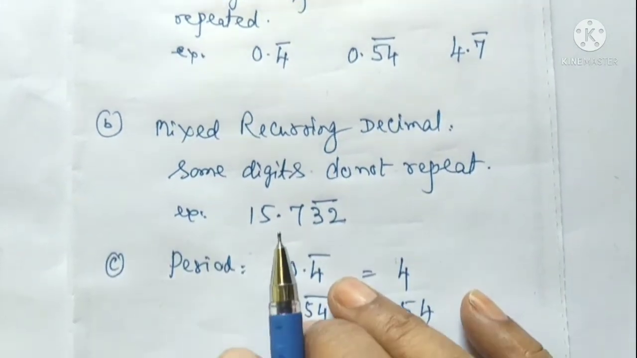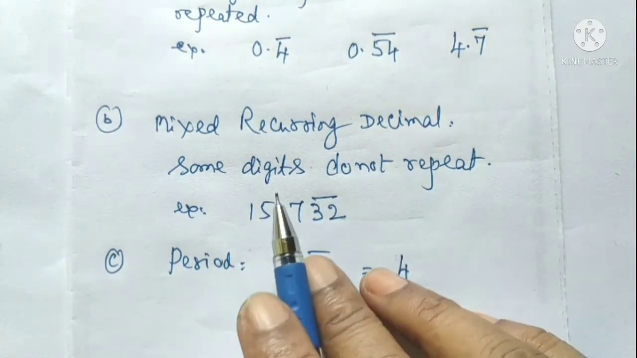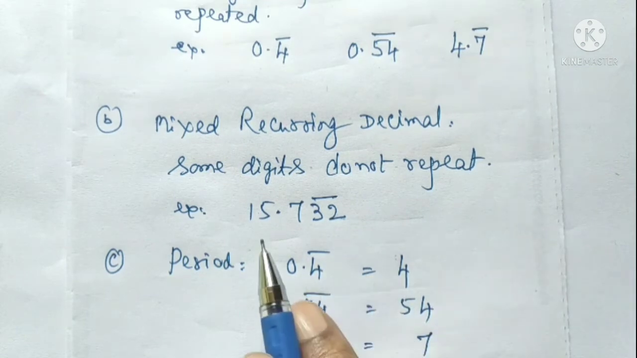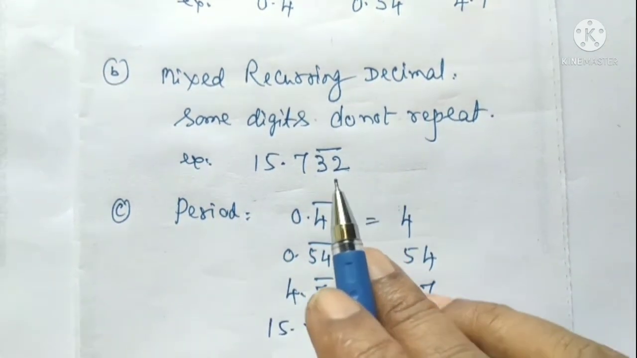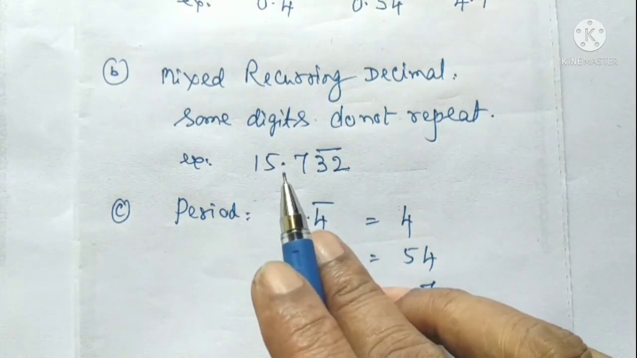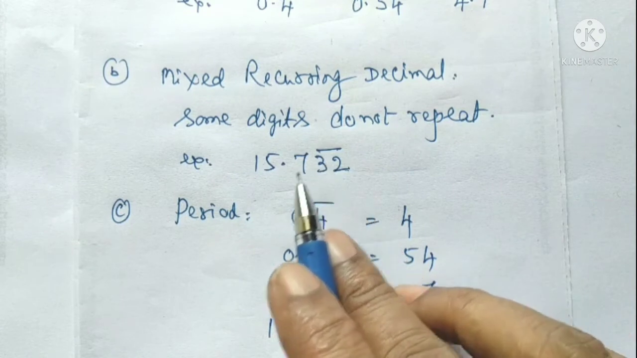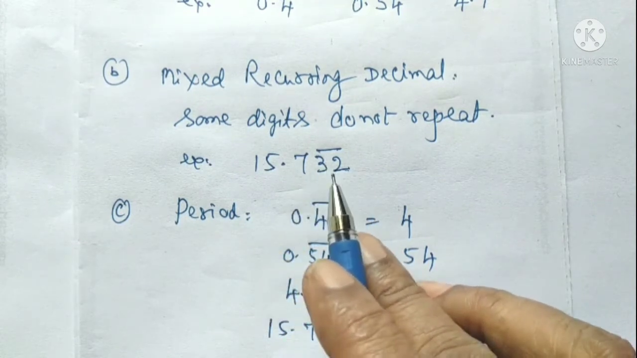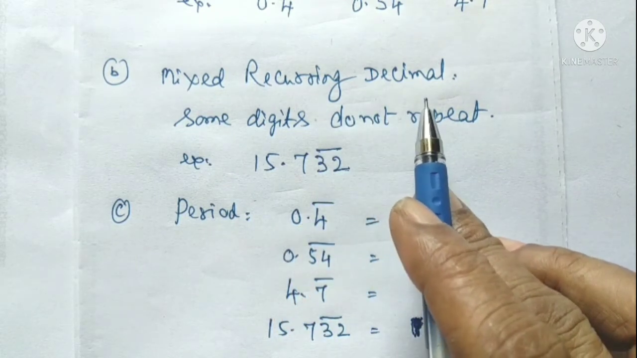And now, what are mixed recurring decimals? Some digits do not repeat. For example, 15.732 bar. In this case, after the decimal, only 32 is repeating and 7 is not repeating. So, such decimals are called mixed recurring decimals.